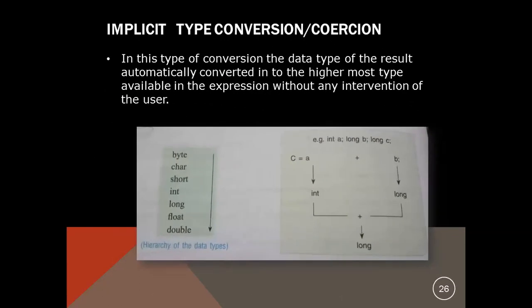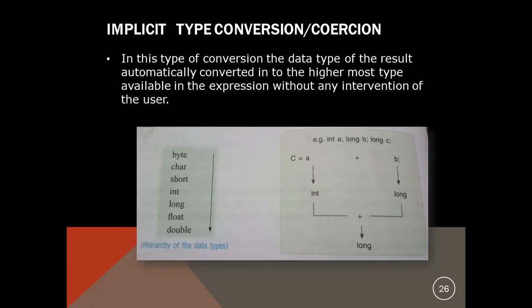Implicit type conversion or coercion. In this type of conversion, the data type of the result automatically gets converted into the highermost type available in the expression without any intervention of the user. In such kind of conversion, when you are having different types of data types, depending on which is the highermost type, the expression will have the data type of the highermost type.